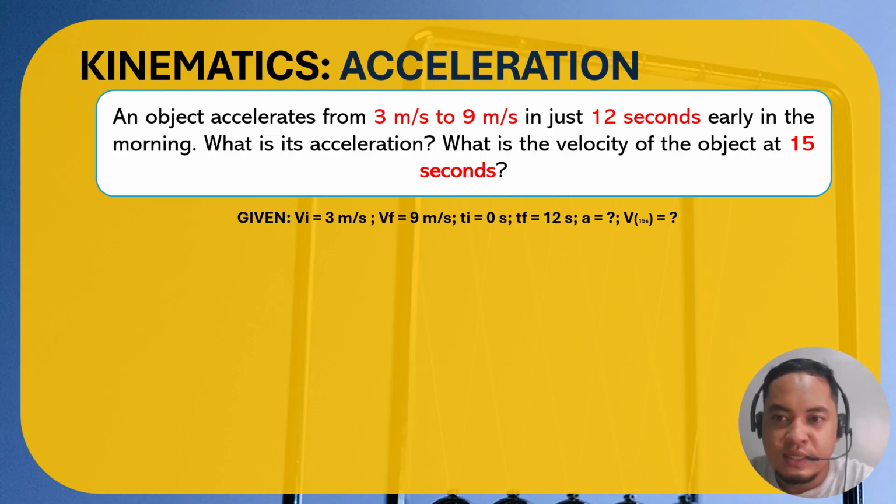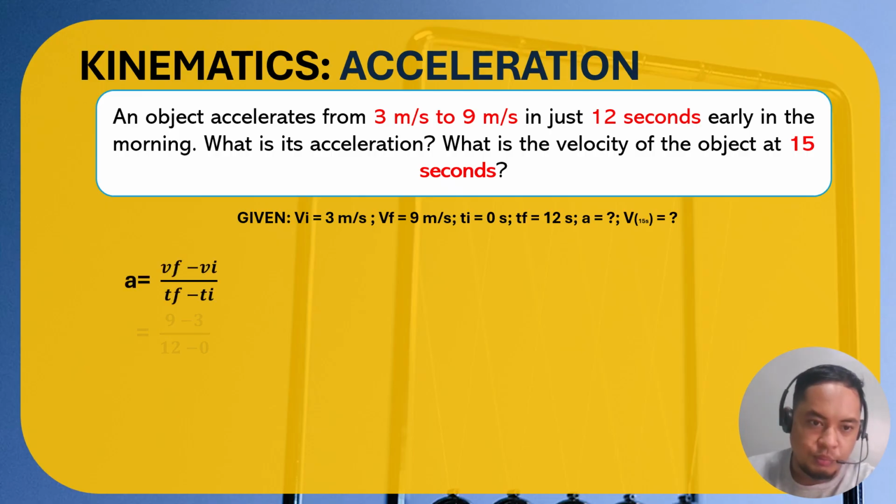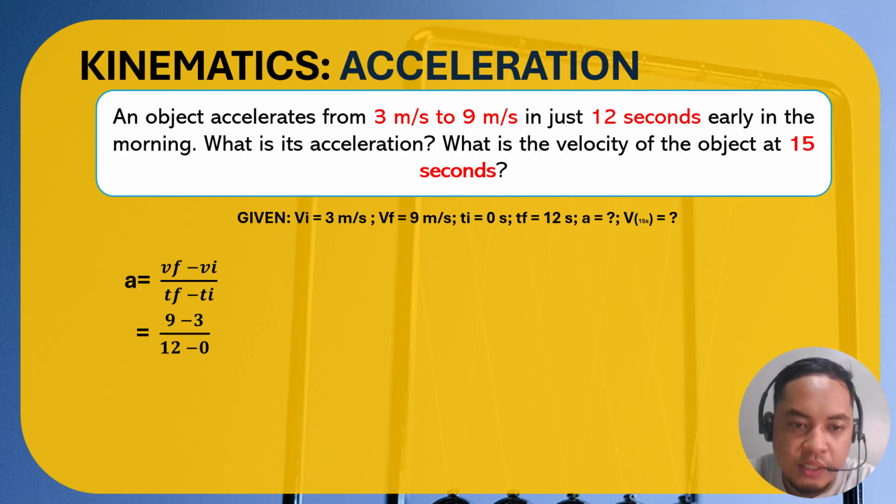So in this case, the problem does not give us the value itself, but it's very understandable that the initial time is 0. And we need to find the acceleration and the velocity at 15 seconds. This will be our formula. We will substitute 9 to our final velocity minus 3, that's the initial, and then 12 minus 0. We will have 6 and 12, and this will be our acceleration, 0.5 meter per second squared.